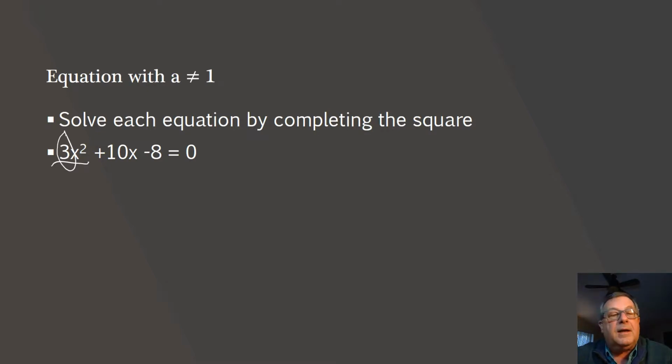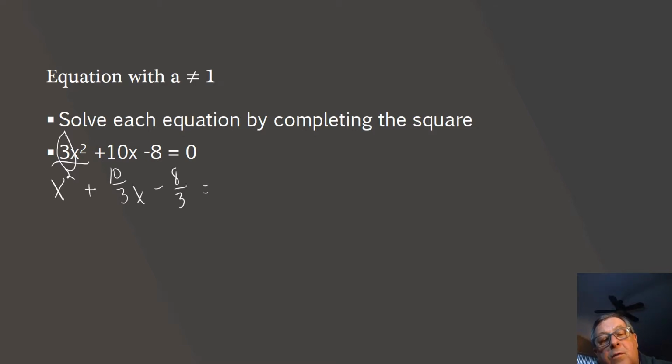So again, this 3, we might refer to it as the coefficient of the quadratic term. You may hear it said that it is the coefficient of the leading term or just the lead coefficient. But notwithstanding, we're going to have to divide this entire equation by 3 in order to get a single x squared. So when we do, this is going to leave us with x squared plus 10 over 3x minus 8 over 3 equals 0. And 0 divided by 3 is just 0.